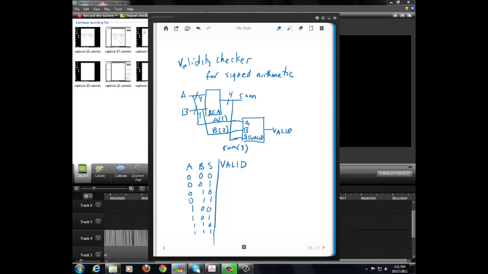When are we going to have a valid result? Well, if we have two positive numbers here and here, and we get a positive number, yes, that is valid. Two positive numbers and get a negative number? Nope, not valid. How about a positive number and a negative number? Yep, anytime you have a positive and a negative, you're going to get a valid. Positive, negative, valid. Negative, positive, valid. Negative, positive, valid. And two negatives and we get a positive? No, not valid. Two negatives and get a negative? Yes, valid.